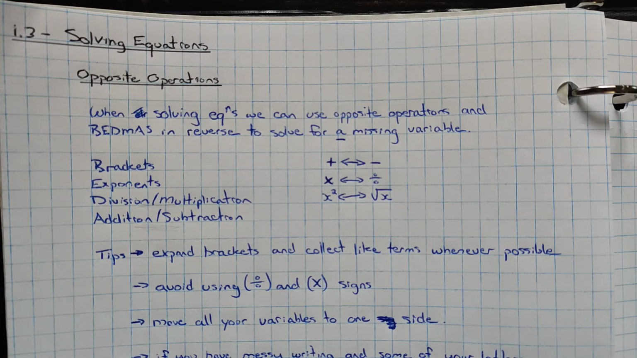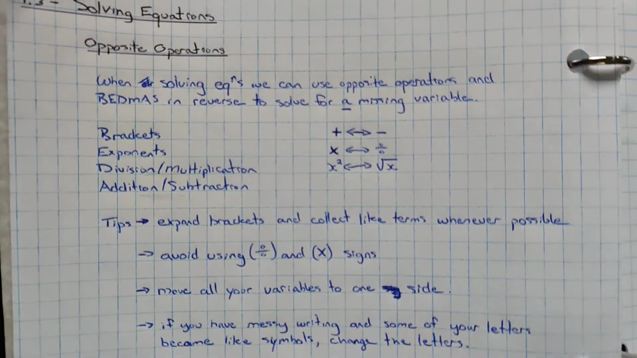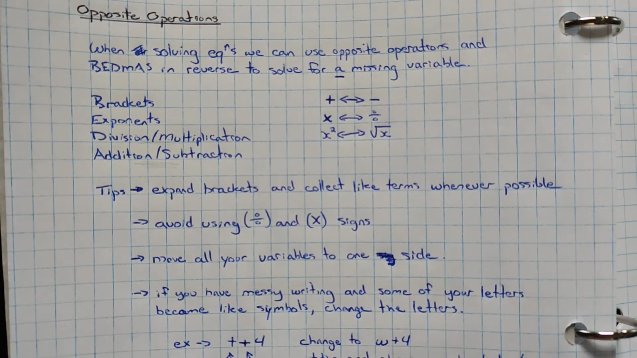We have a reminder of opposite operations. Plus and minus are opposite operations. Times and divide are opposite operations. Squared and square root would be opposite operations. Here are a couple of tips to help you out with solving these.